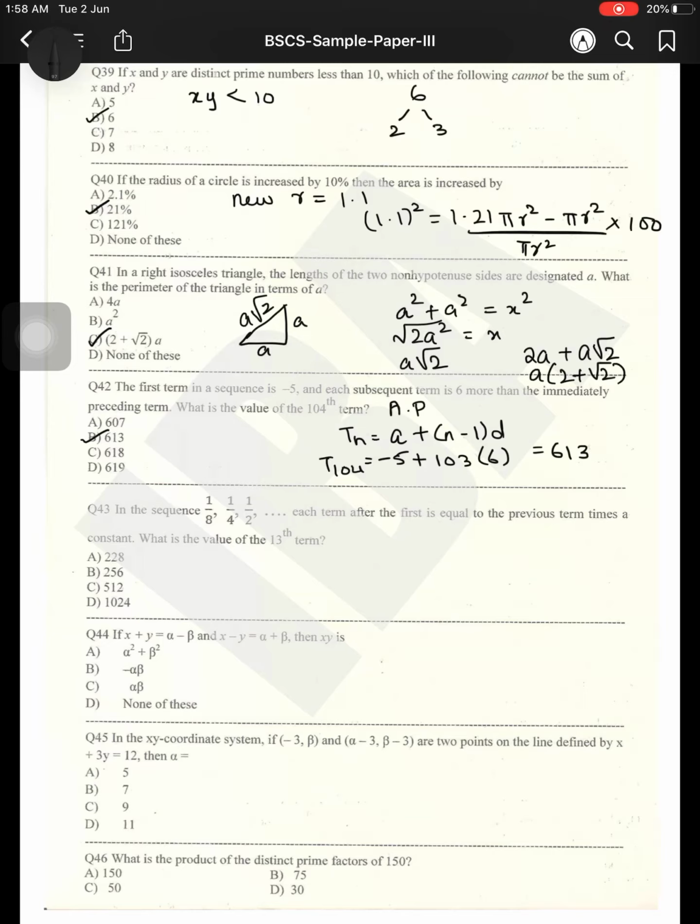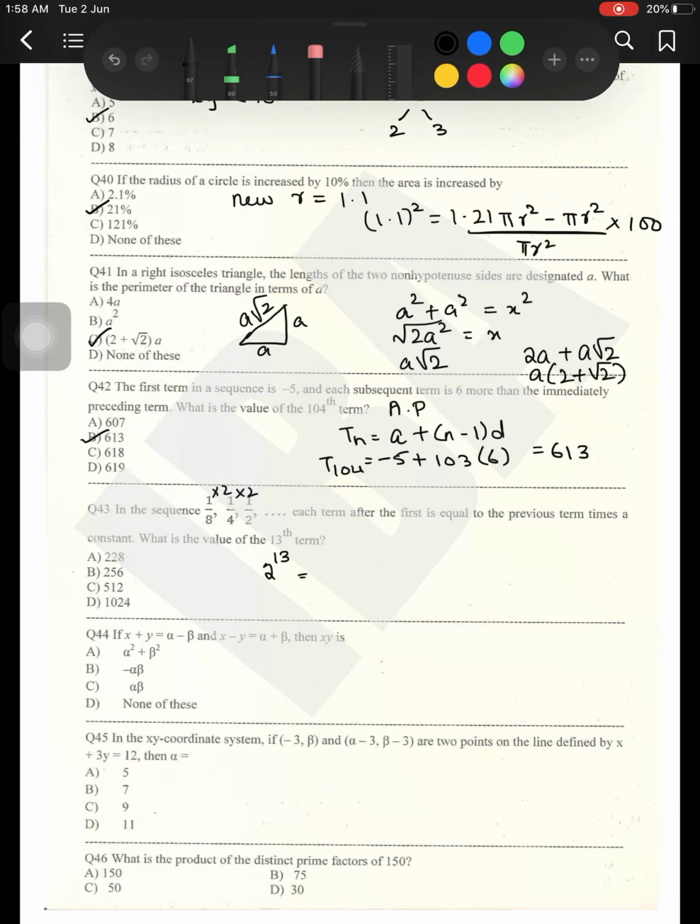In this next question, he says that there is a sequence, and after the first term each term is equal to the previous times a constant. What is the value of the 13th term? So we know that in the sequence, it is being multiplied by 2 each time, right? So we'll do 2 times 2 to the power 13, and we'll see what the answer comes out to be. No, sorry guys, we won't do this.